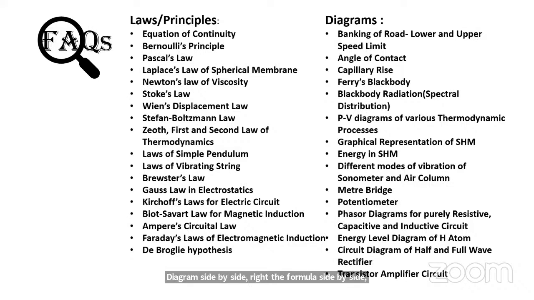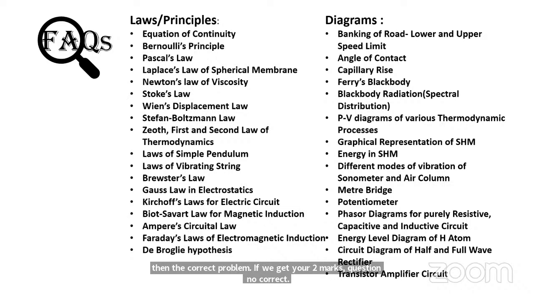Because many times for these two things, they ask you either a 3 marks question. Describe this experiment. So 1 mark for the circuit diagram, 1 mark for the experimental procedure, and then the correct formula. If it is a 2 marks question, the correct circuit diagram and then the labeling. Fine.